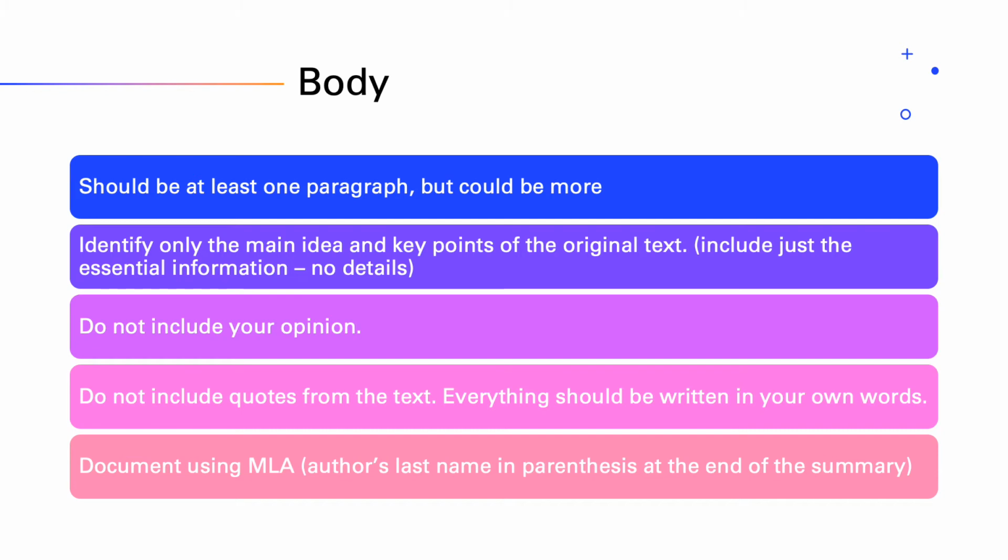And then lastly, we're going to document using MLA. We're not going to go full MLA format. You can try that if you'd like. That's totally up to you. But for the summary, we're just going to put the author's last name in parentheses at the end of the summary. You'll notice in the sample that I'm about to get to, I also include the date of the article.